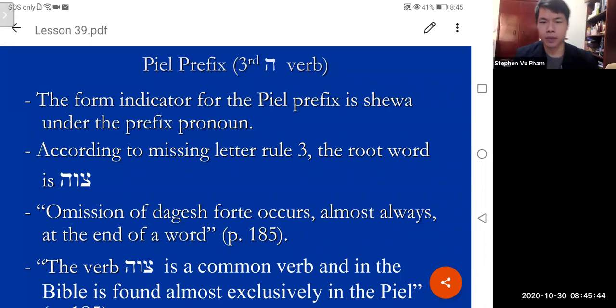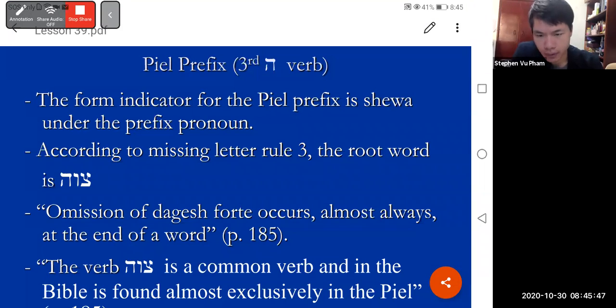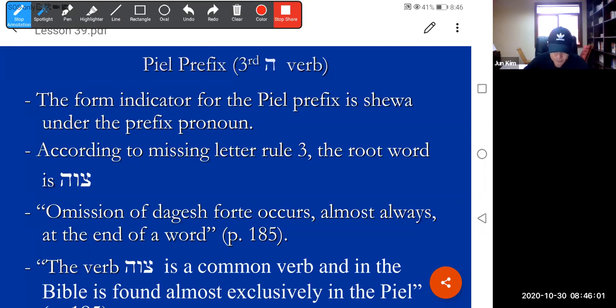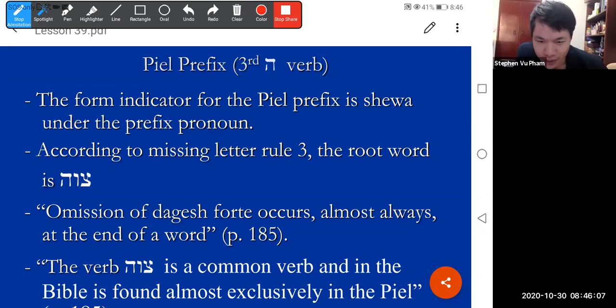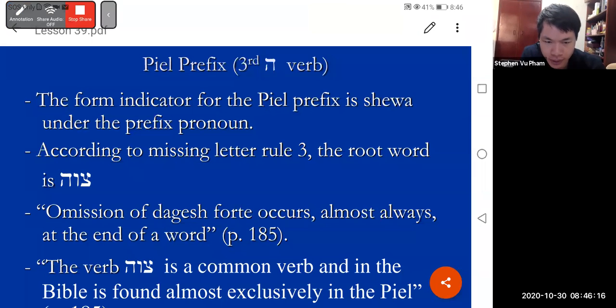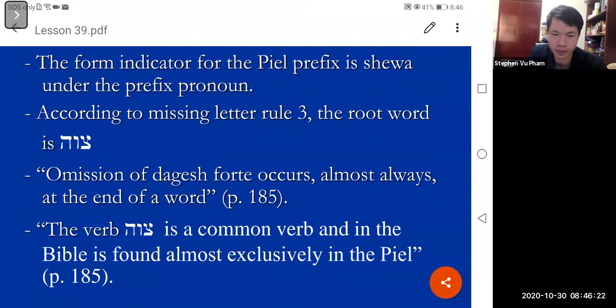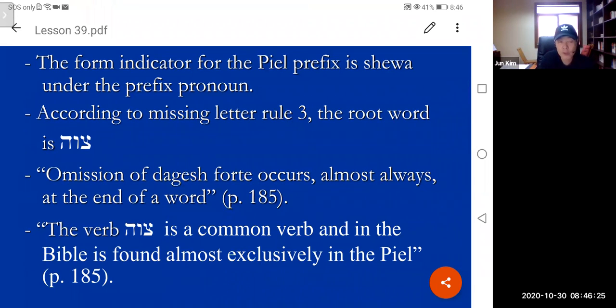PL prefix. The form indicator for the PL prefix is shua and the prefix pronoun. According to the missing letter rule, the root word is sana. Omission of dagesh forte occurs almost always at the end of the word. Okay. The verb sanas is a common verb in the Bible. It's found almost exclusively in the PL. Okay, so nothing new. Do you have any question regarding this?